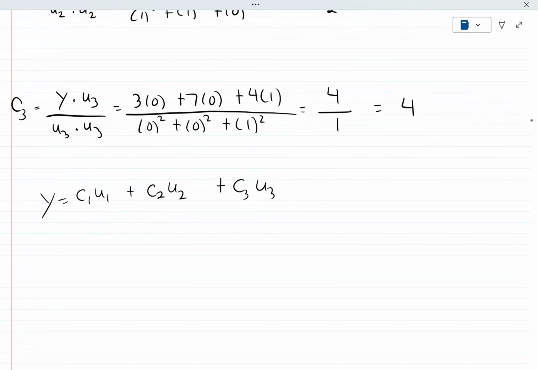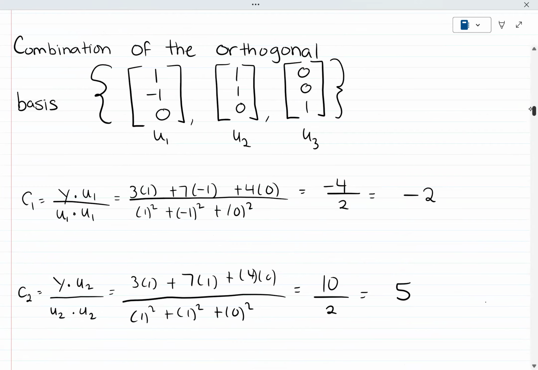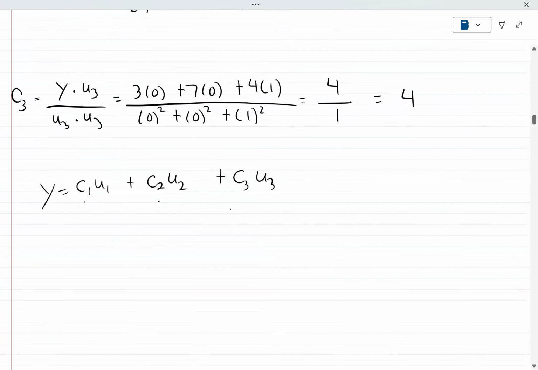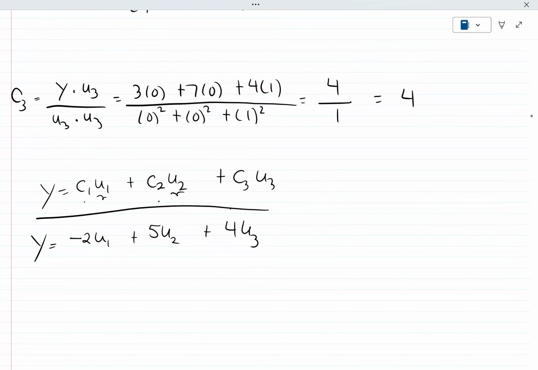So we already have our C1, our C2, and our C3, right? It's the one above, right? C1 is -2, C2 is 5, and C3 is 4. No biggie, right? We don't really know what U1, U2, and U3 are, so we'll just leave it as U1, U2, and U3. So my final answer will be -2 U1 plus 5 U2 plus 4 U3. Okay, so this is my final answer.